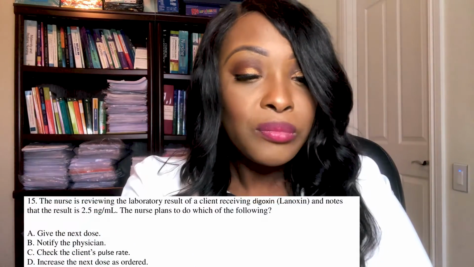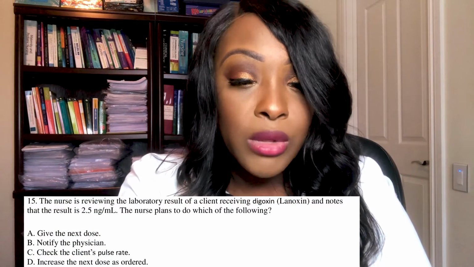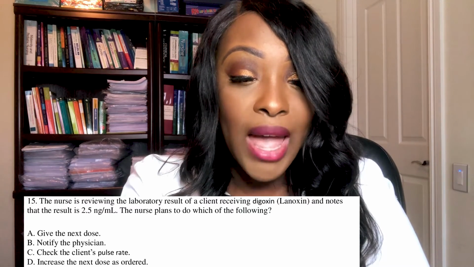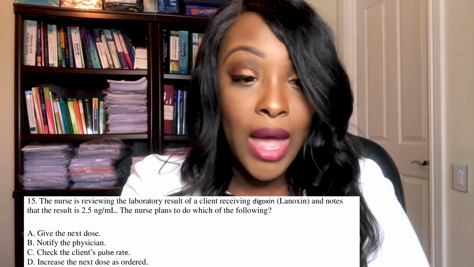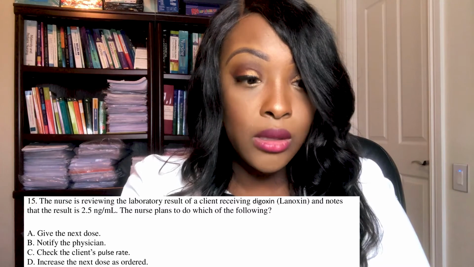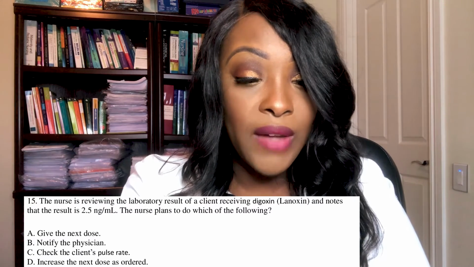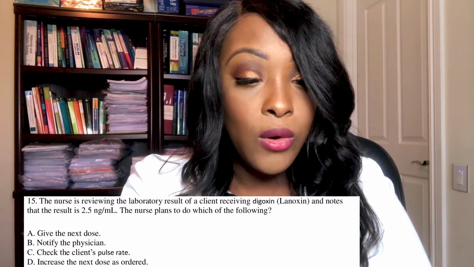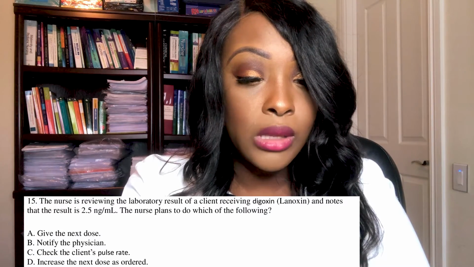Next question. The nurse is reviewing the lab results of a client receiving digoxin and notes that the result is 2.5. The nurse plans to do which of the following? A, give the next dose. B, notify the doctor. C, check the client's pulse rate. Or D, increase the next dose as ordered.